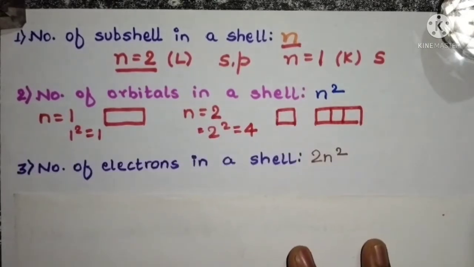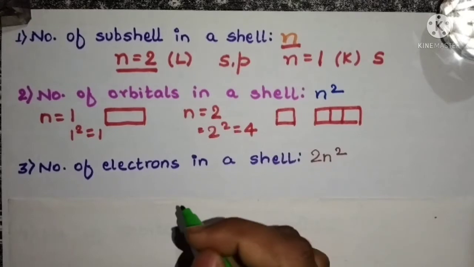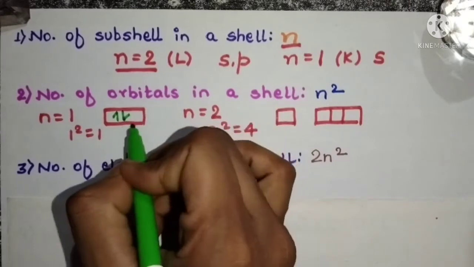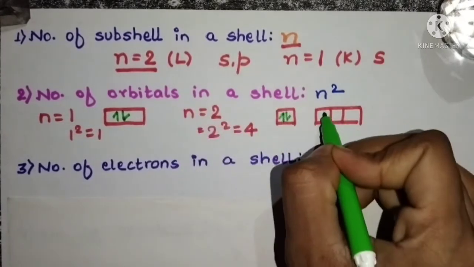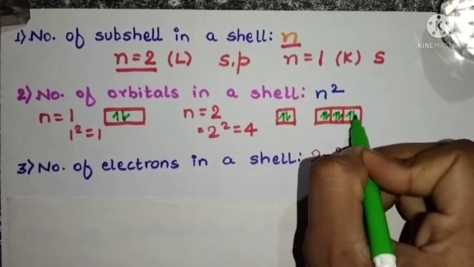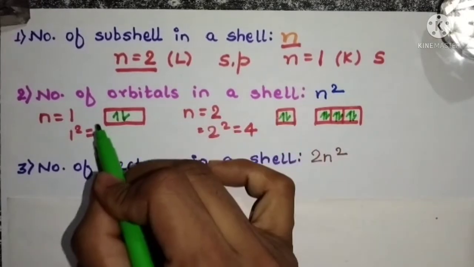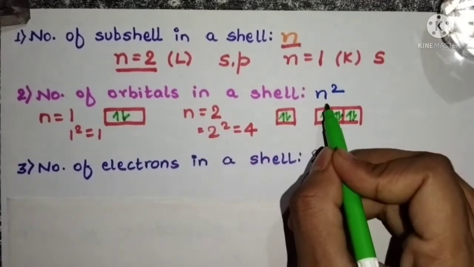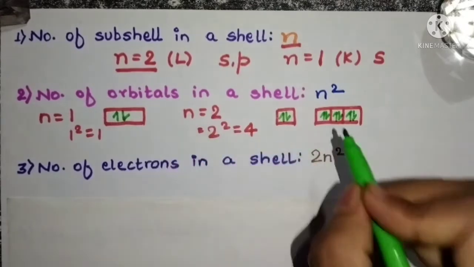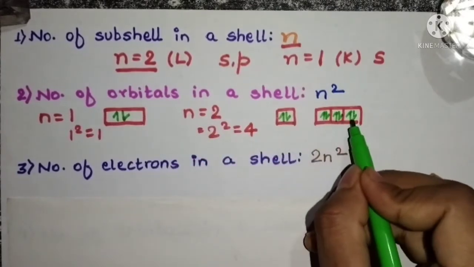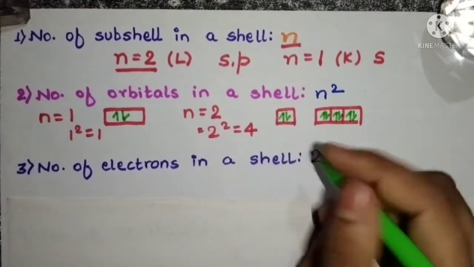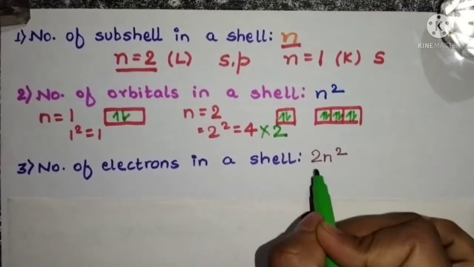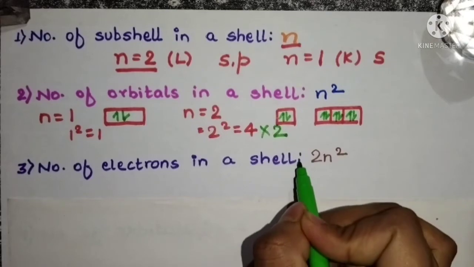Now moving further, the number of electrons in a cell. Electrons are always filled in orbitals, and one orbital holds 2 electrons of opposite spin. Here you can see, when n equals 1, the number of orbitals is 1 and the number of electrons is 2 into 1, that is 2. For n equals 2, there are 4 orbitals, so 4 into 2 is 8. So the formula for the number of electrons in a cell is 2 into n square, that is 2 into the number of orbitals.